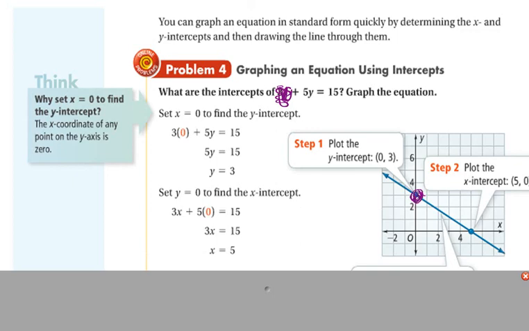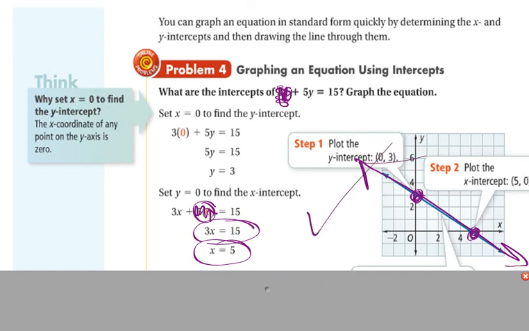Now reverse the process for your x-intercept. So now turn y to 0. And when you do, that goes away, and you have 3x equals 15. Divide each side by 3, and you get the x-intercept is 5. So now we're going to plot that. After you graph that, now connect the 2 points, and now you have your graph.